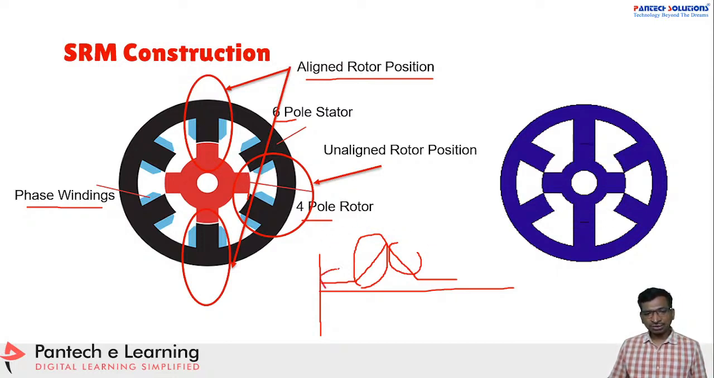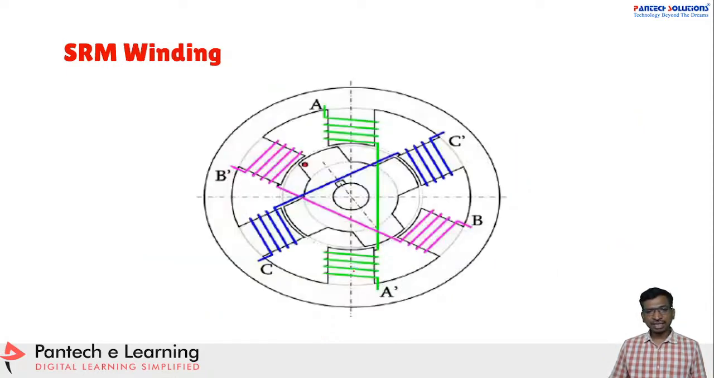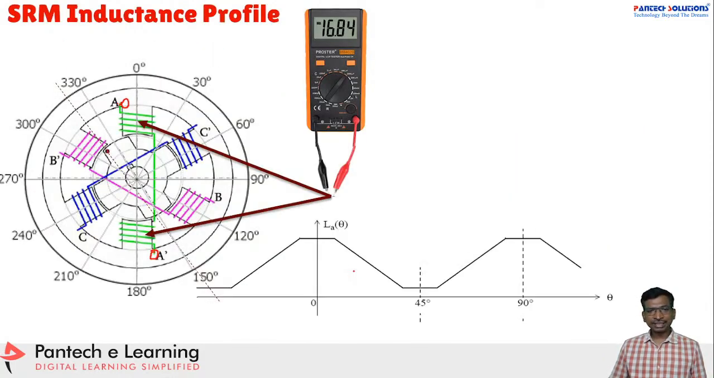So this area denotes the aligned area, and the increasing value of the inductance is called entering the aligned one, and the decreasing of the inductance value denotes leaving from the aligned position to the unaligned position, right? So this is the simple behavior, and from this graph you can easily understand it.